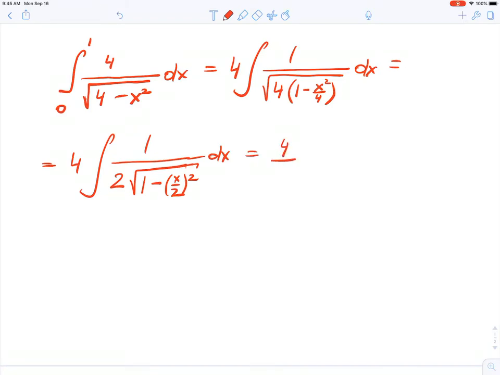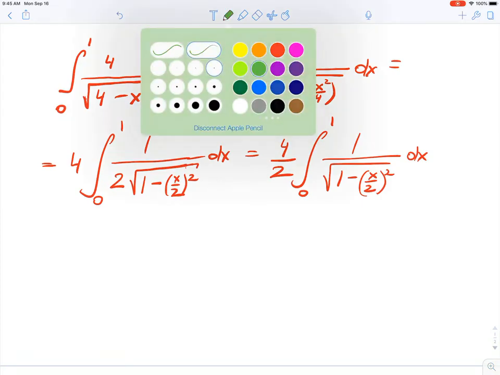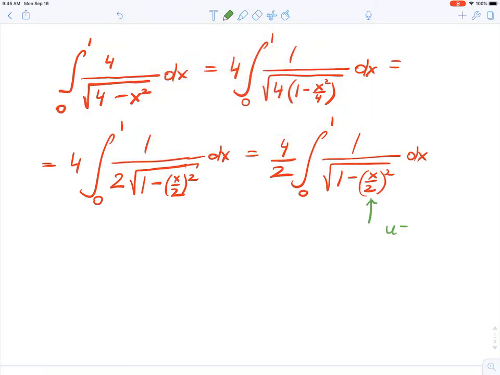The 4 and the 2 from the denominator I can also put in front of the integral, with the quantity x over 2 squared. And I will apply the u substitution. Let me put the limits. I will let u be x over 2. du is simply half dx, and multiplying by 2, 2 du is dx.